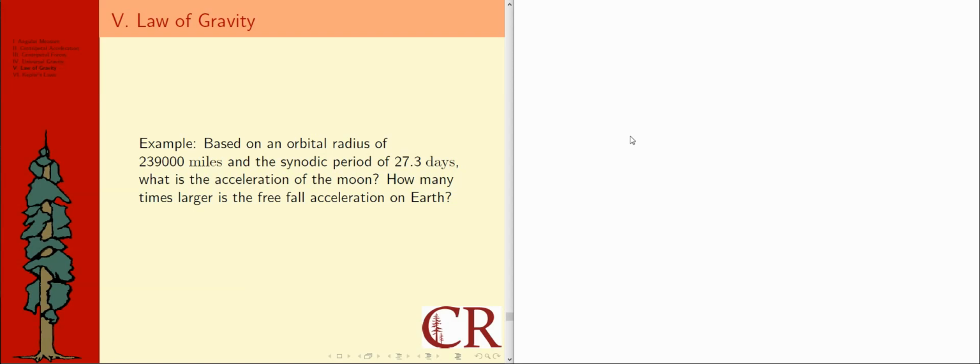Based on an orbital radius of 239,000 miles and the synodic period of 27.3 days, what is the acceleration of the moon? How many times larger is the free fall acceleration on Earth of maybe, say, an apple? So we're doing the same comparison in this example as in the previous example, but from a slightly more modern point of view. We're going to compare the acceleration of the one object to the acceleration of the other object rather than comparing how far each one fell in a second.